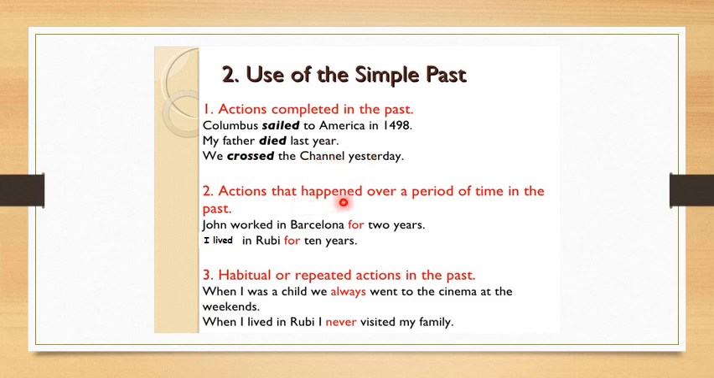Actions that happened over a period of time in the past. For example, John worked in Barcelona for 2 years. I lived in Rudy for 10 years. And habitual or repeated actions in the past. When I was a child, we always went to the cinema at the weekends. When I lived in Rudy, I never visited my family.